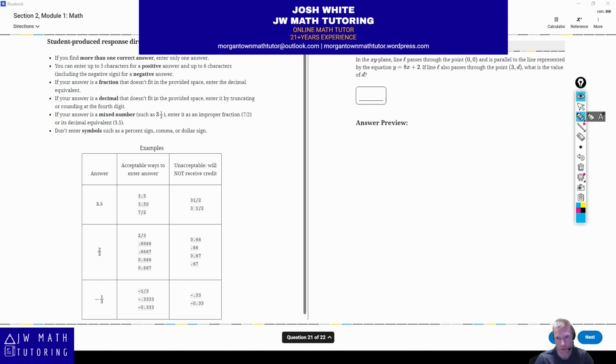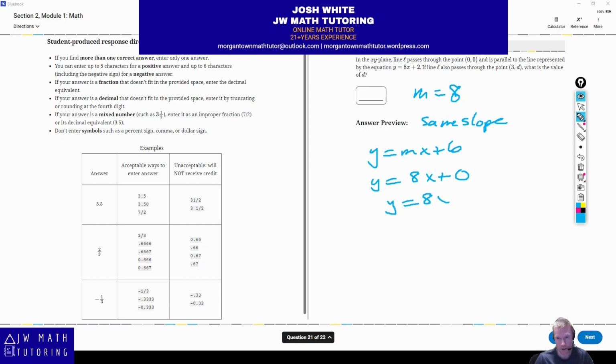The slope of this y equals 8x plus 2 line is just 8. Since line L is parallel to it, it will also have a slope of 8. Also, since it passes through the origin, you think about it, y equals mx plus b, it's going to be y equals 8x plus 0. Or in other words, line L has an equation of just y equals 8x.